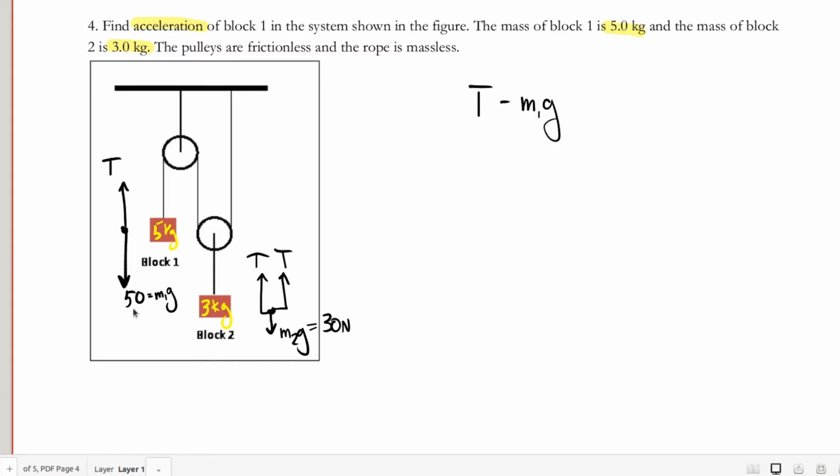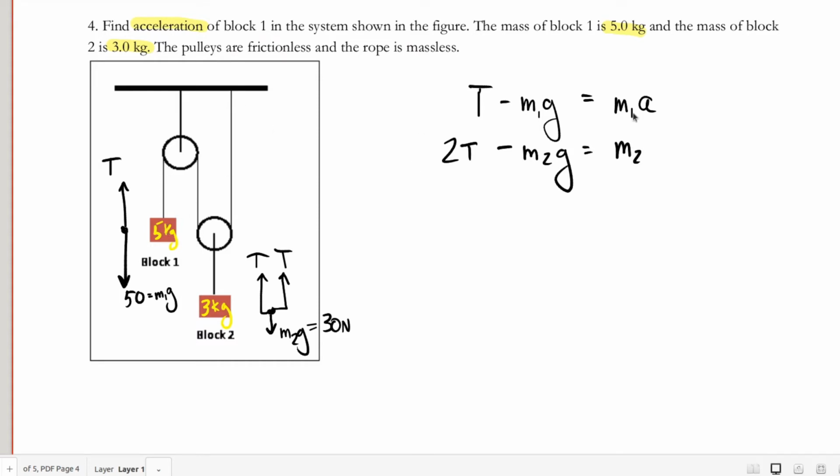Why am I not just putting in these numbers here? Well, I like to keep this symbolic for as long as I can because it helps me to check units, and it also makes the problem more general. I can check it with limiting cases of different masses. That's equal to m1a. I'm going to take up to be positive, so I'll write my forces as positive when they are upward. 2T minus m2g equals m2 times its acceleration.